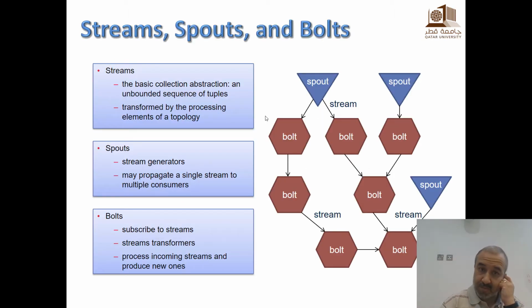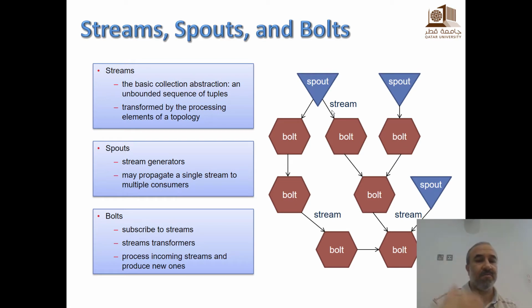Right. This is a summary of the three components. So we have streams. Streams are the basic abstraction, a bounded sequence of tuples. These streams are transformed by the processing elements. What are the processing elements? Bolts. Okay. The bolts are the processing elements. So the streams will be transformed by the processing elements into other streams. Okay. So every link in the topology is actually a stream. Every link here is a stream.